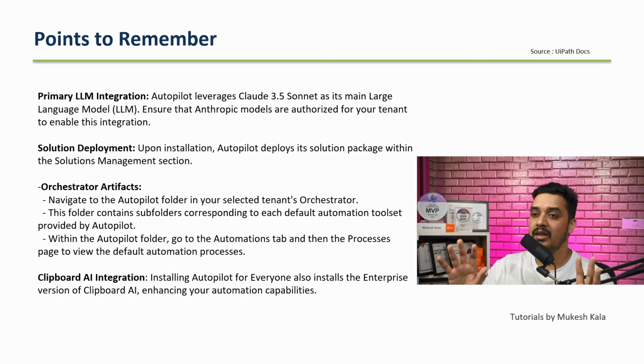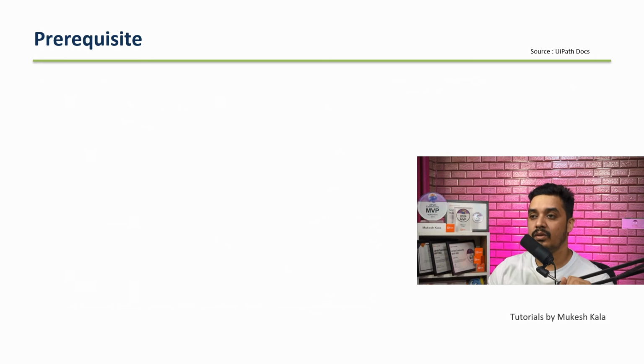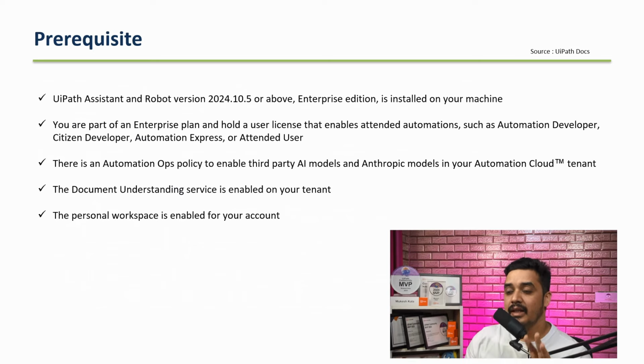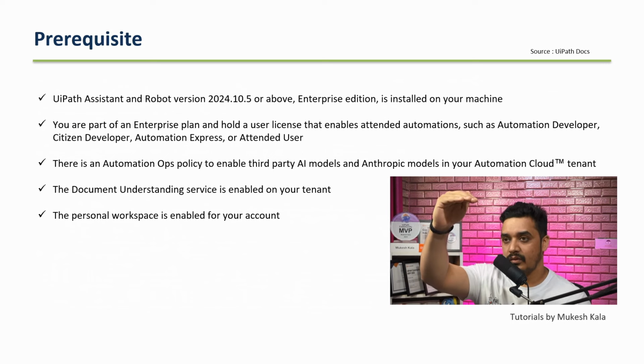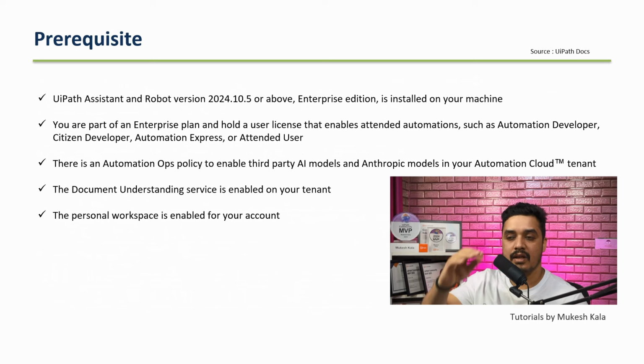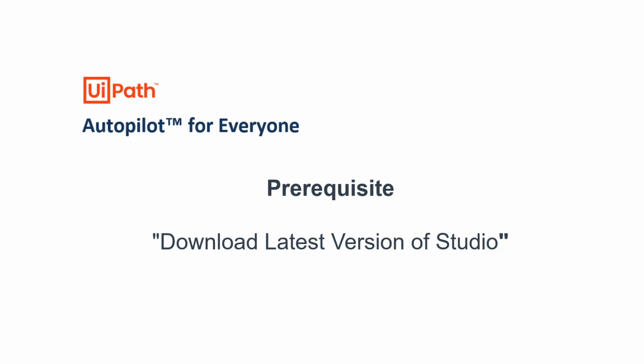Okay, so with all of this information, right, we understand what is Autopilot for Everyone, what it can do, and how we can enable it, all of that, right? Let's try to see the prerequisites. Okay, so these are the prerequisites, guys, which you need to have to enable the Autopilot for Everyone. We are going to do all of this in a step-by-step manner so that all of us are on the same page. Okay, so the first is your UiPath Assistant and the robot version should be 2024.10 or above, Enterprise Edition installed on your machine. Okay, how do I do that, and how do I activate the Enterprise Edition? Okay, let me quickly tell you that.